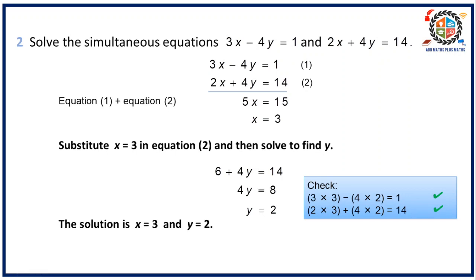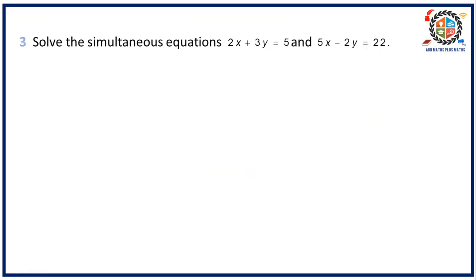Let's have another example. I have here 2x plus 3y is equal to 5 and 5x minus 2y is equal to 22. You will notice that if I compare the x, they are different. If I compare the y, they are also different.